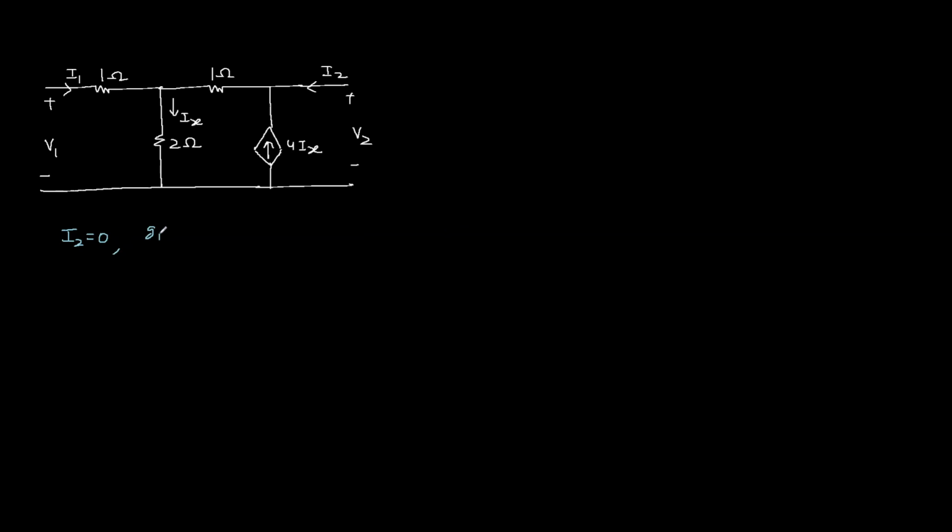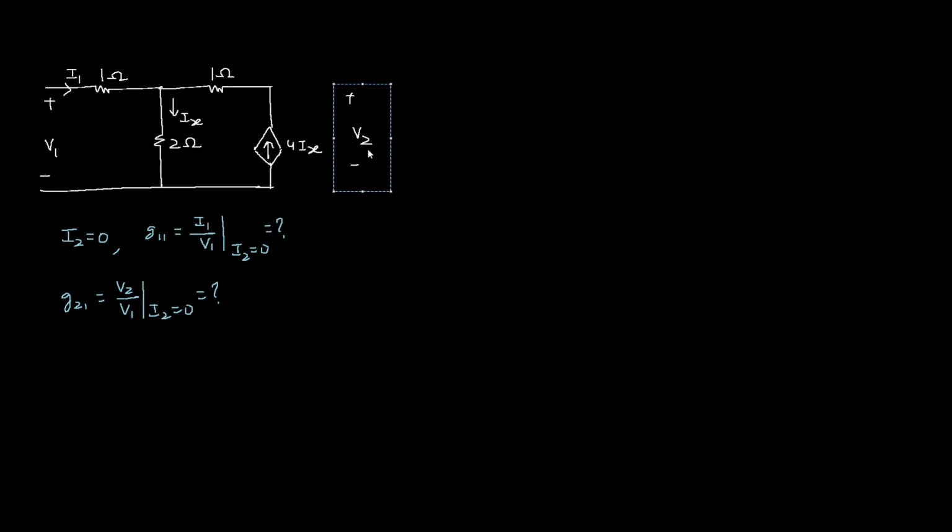This will give G11, which is I1 over V1 when I2 is 0, and G21, which is V2 over V1 when I2 is 0. So if I2 is 0, it means no current is coming from terminal 2 and no current is going out from this terminal. So the voltage across 4Ix is simply V2.